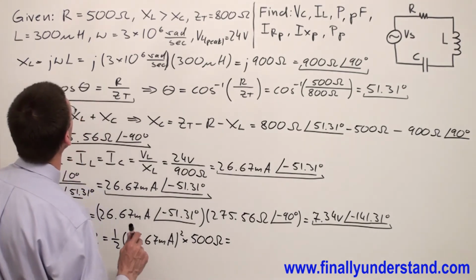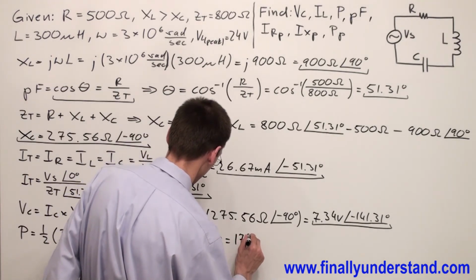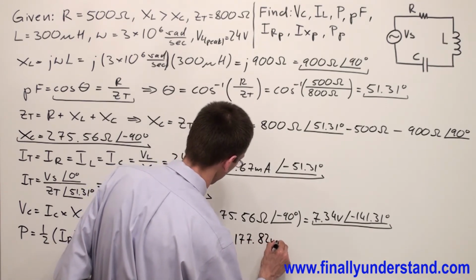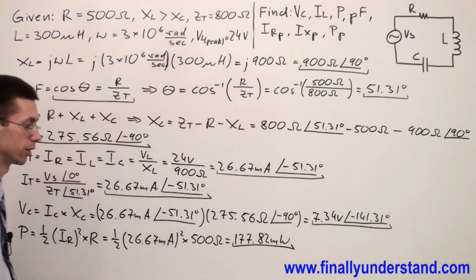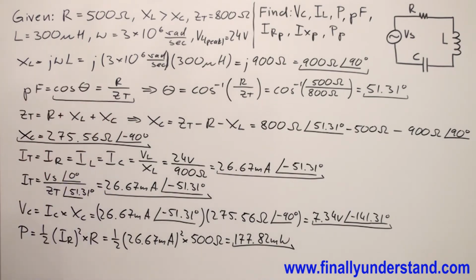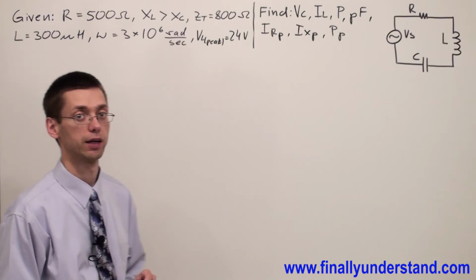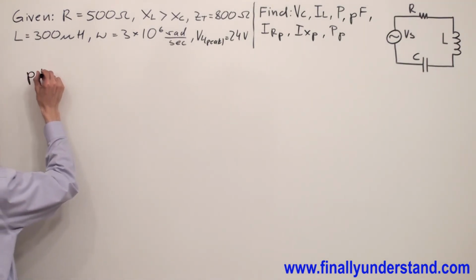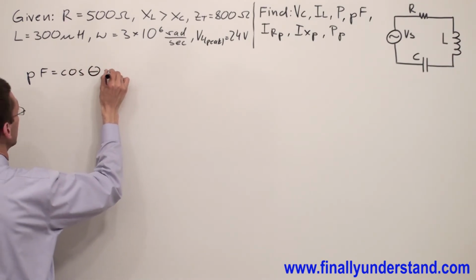This is equal 177.82 milliwatts. Okay, so this is the true power in my series circuit. Now we are ready to find the power factor. The formula says power factor is equal cosine of angle theta.